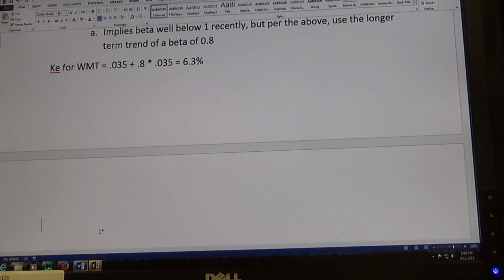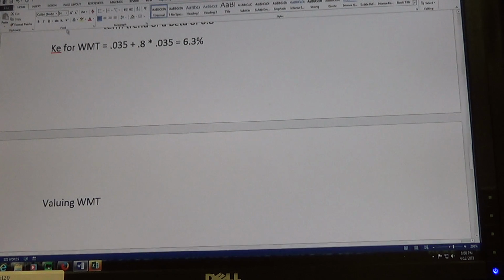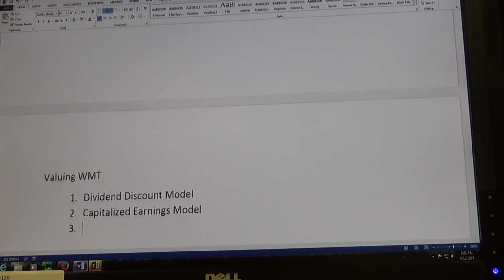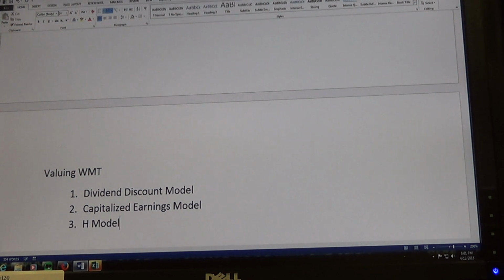All right, so we got our discount rate, 6.3% for Walmart, so now we need to value Walmart. And to do that, we're going to use three models. We're going to use the dividend discount model, the capitalized earnings model, which, remember, is my own Professor Sweet's creation, and then the H model, remember, that's getting more press and is getting better known, but is not as well known as the first one.